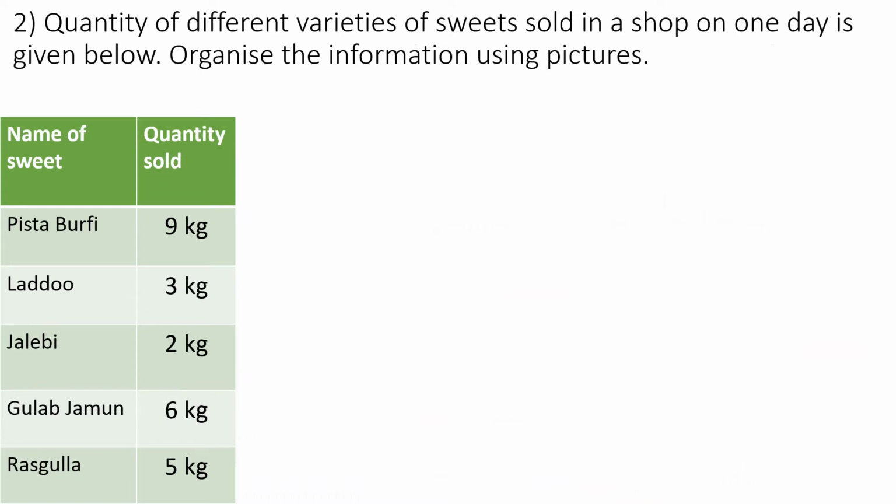Let us solve one more question. Question number 2. Quantity of different varieties of sweets sold in a shop on one day is given below. Arrange the information using pictures. The table shows quantity of pista barfi sold 9 kg, laddu sold 3 kg, jalebi sold 2 kg, gulab jamun sold 6 kg and rasgulla sold 5 kg. Let us make the pictograph step by step.